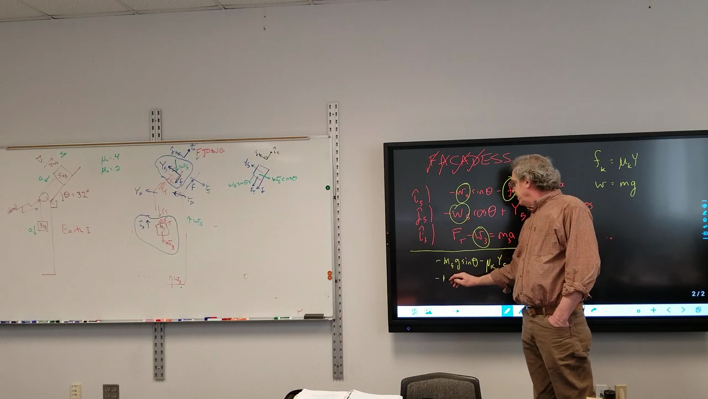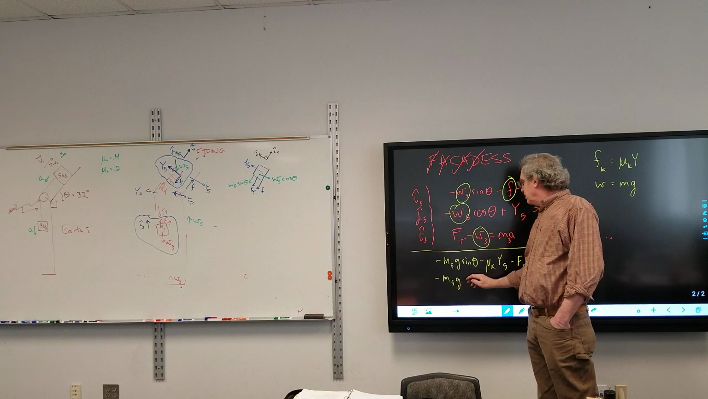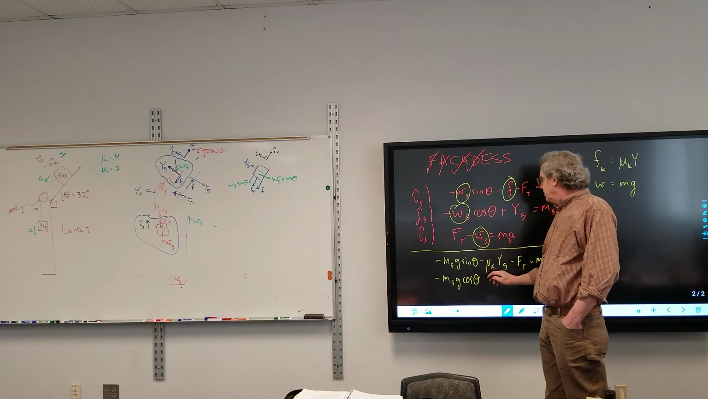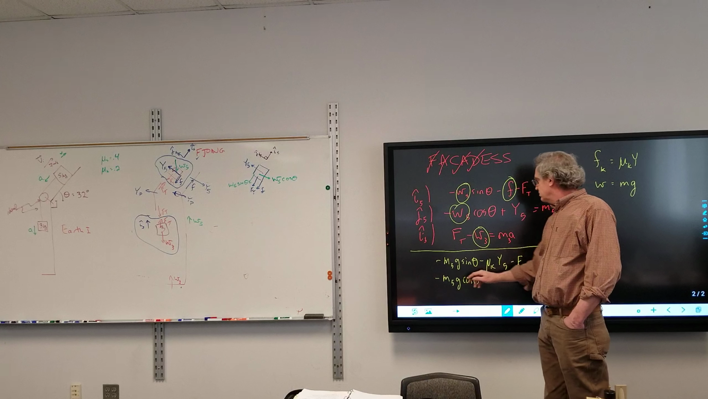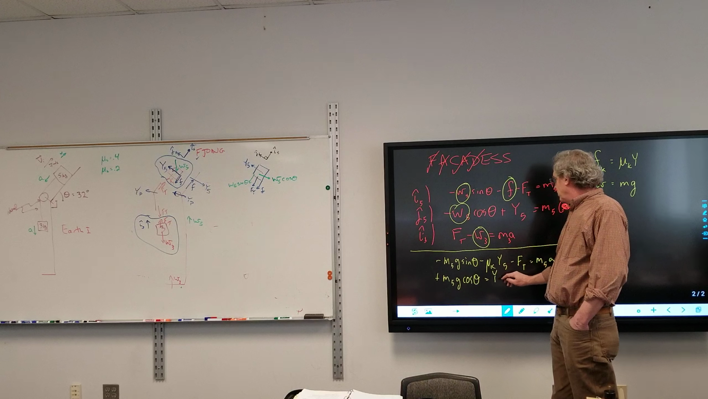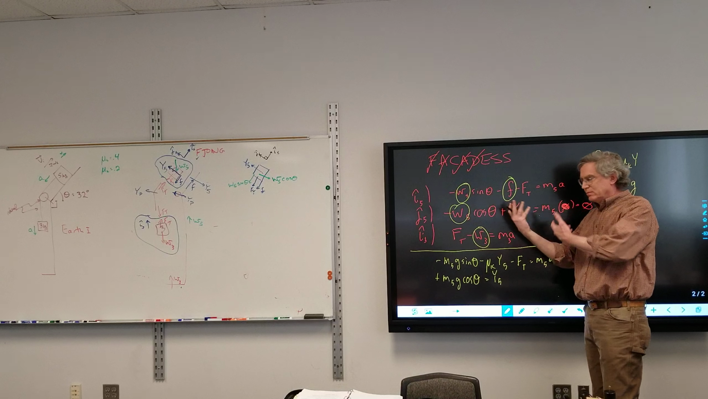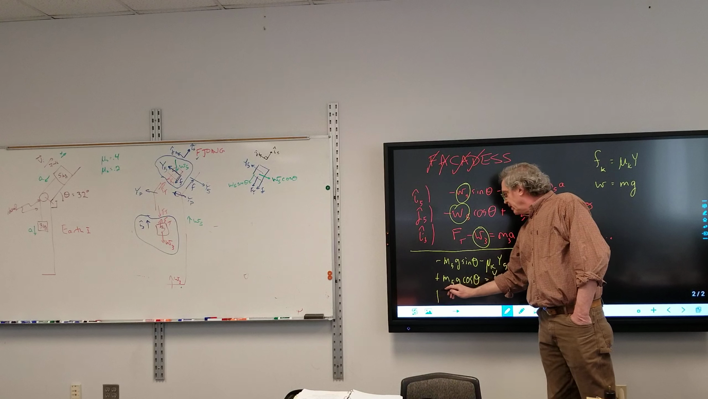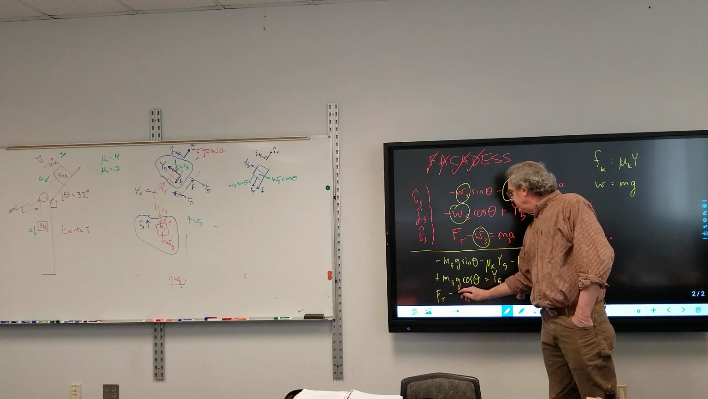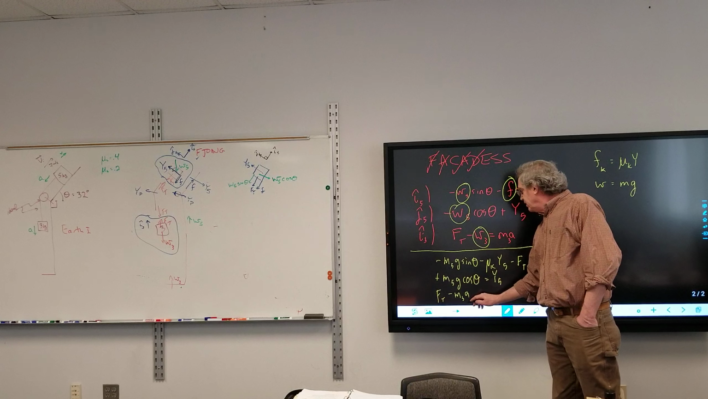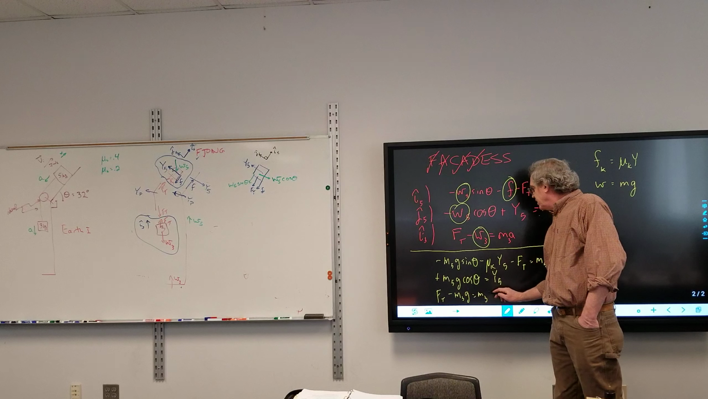We have negative M5G cosine theta equals, I'll make that positive, make that a Y5. I'm just bringing this over to the other side and then flipping it. FT minus M3G equals M3A.